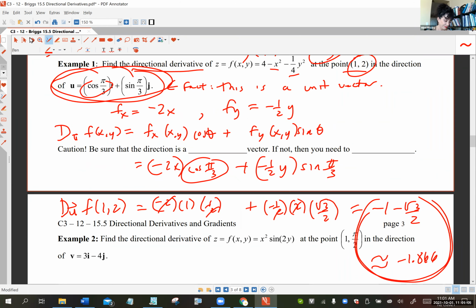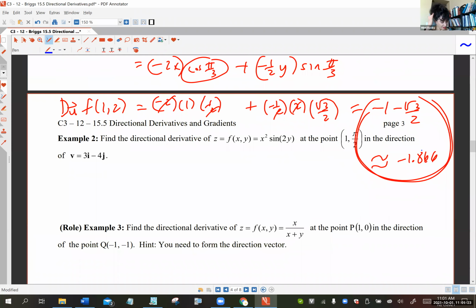Okay, caution. Be sure that the direction is a unit vector, because if it's not, then you need to unitize it. So I'm going to do example 2, and then we'll have you try one.